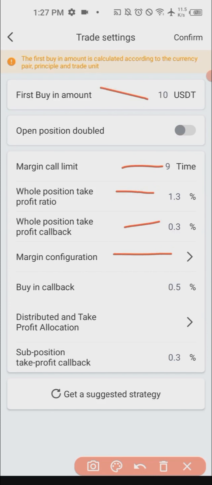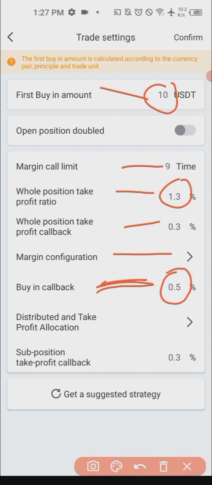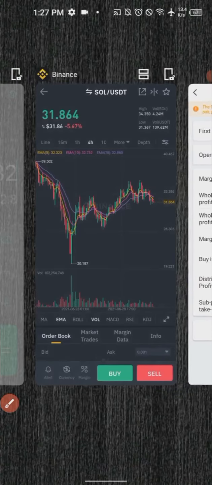Then this is the next option, the buy in callback. Now remember, we are selling. We are buying $10 now. I want to sell at 1.3%. If it drops by 0.5%, for example, whatever percentage I sell at, I want you to also buy it back. Meaning, once the coin makes profits at 1.3% and the price drops, I want you to buy it back. So let us go to Binance and see how this works.